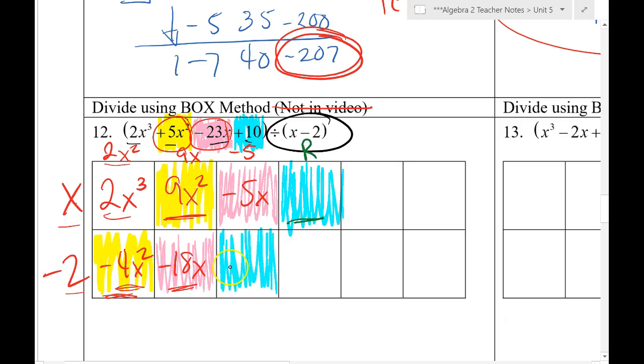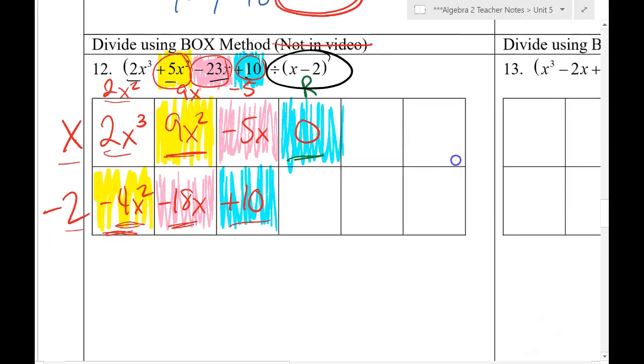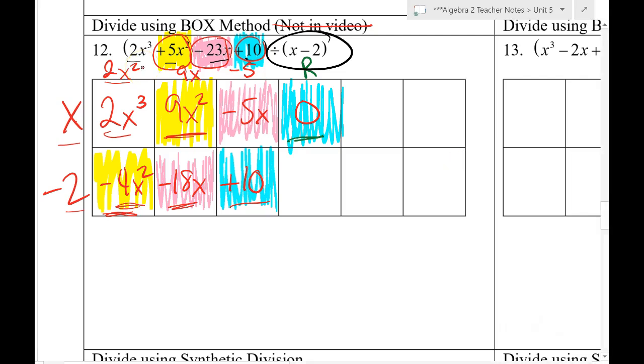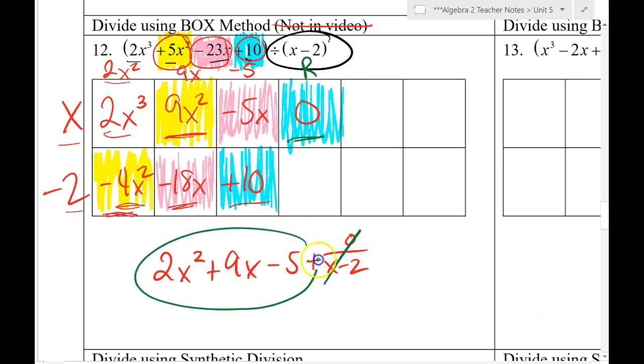So now fill in the column. Negative 2 times negative 5 will be positive 10. And then I say to myself, what do I add to this 10 to make it equal 10, the last term in the polynomial? Well, it's just 0. So my remainder will be 0. And now I take those terms I found on top, and I have 2x squared plus 9x minus 5 plus 0 over what I divided by, which is x minus 2. And again, that's equal to 0, so I don't need to write it. So that will be my final answer there.